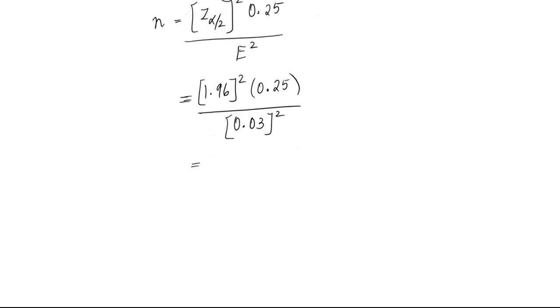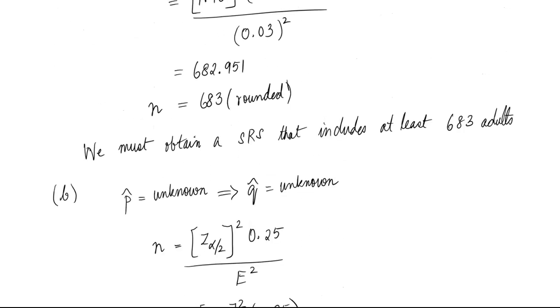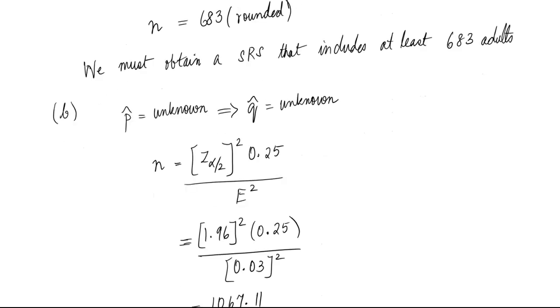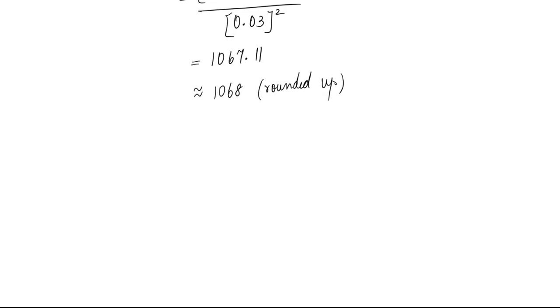And that gives us 1067.11. You can pause the video, calculate it, please. Have the practice yourself. 1068 when you round it up. Look at this. Here we had a 0.11, we had to round it up. When you do not know and you don't have any prior information, look at how quickly the N increases. Okay, it's almost double, right? So n is 683 there if your p hat was known, but here it is 1068 because you are trying to be more conservative in providing that information.